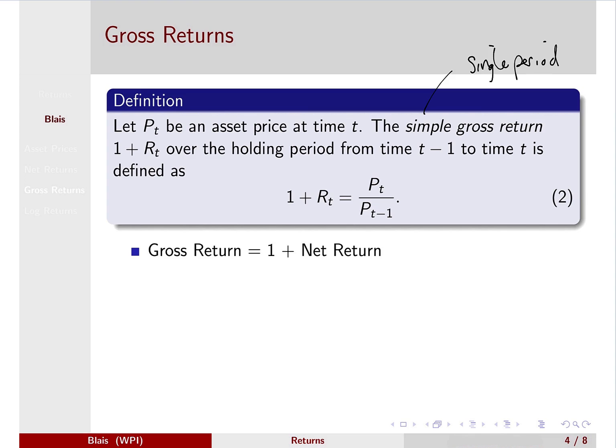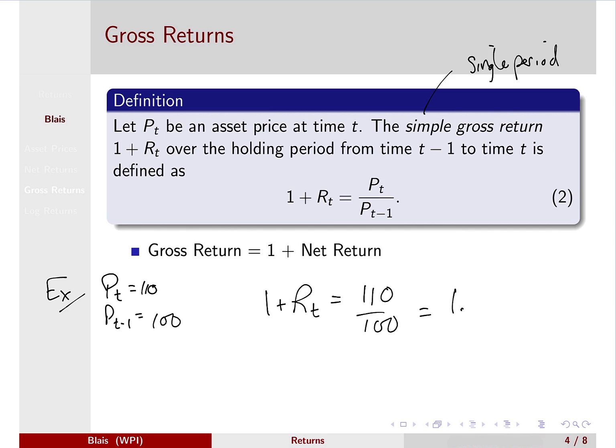And so you can think of this in that previous example where we had P sub t was 110 and P sub t minus 1 was 100, then in that case, we just take the ratio of the two, and we see 1 plus R sub t is 110 over 100, or 1.1. And so you could think of that as 110%. So the gross return, intuitively, you can think of it as it gives you that net return, that 10%, plus the 100% that you have from retaining your ownership of the investment.